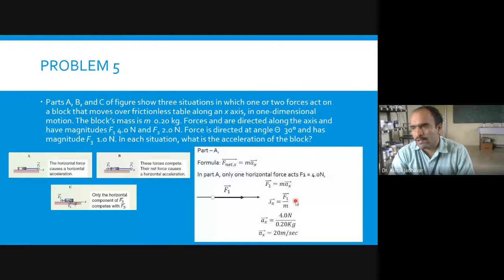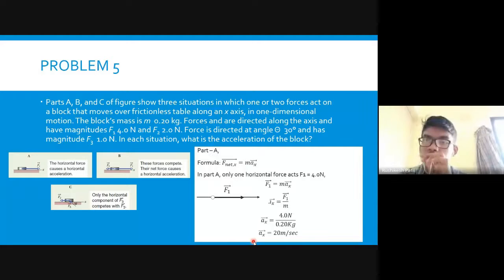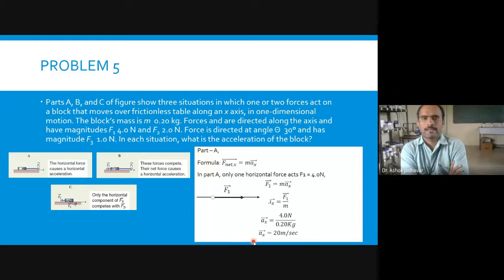I can substitute all the values. That F1 is 4 Newton and mass of that block is 0.20 kg. So ax will be 20 meter per second. Is it correct? Sir, unit second square or meter per second square. Yes. Unit should be 20 meter per second square.